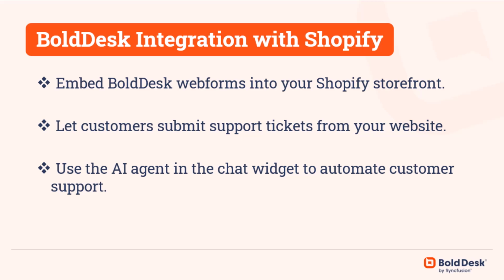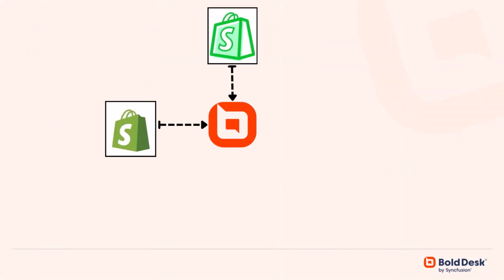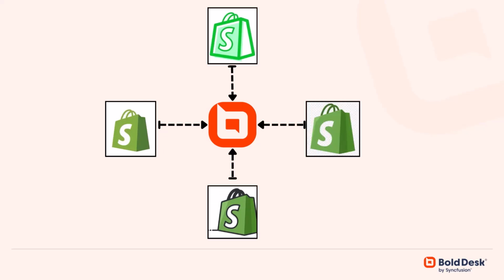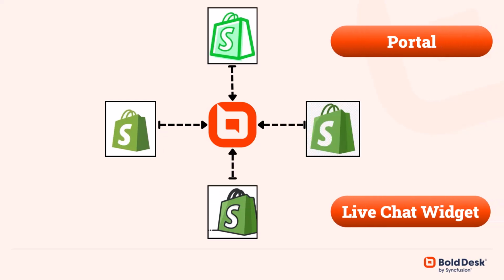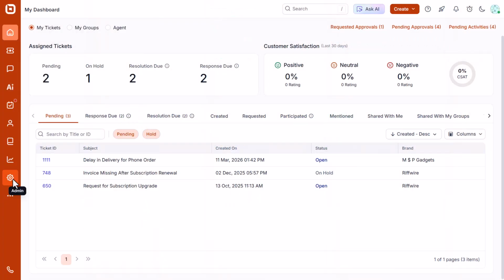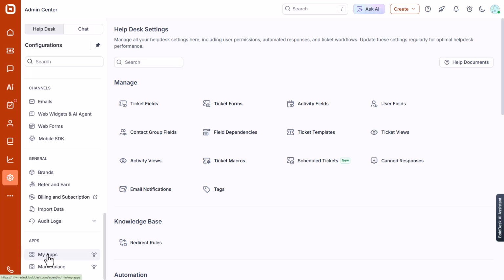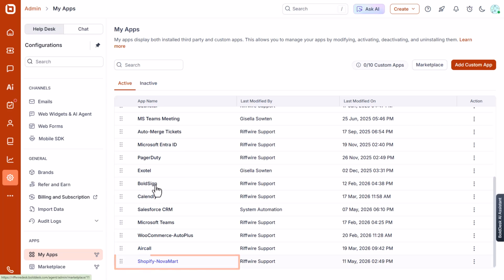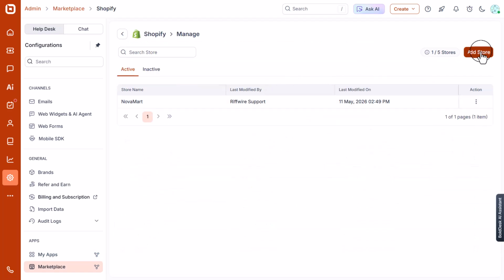If your business runs multiple brands or regions, you can connect multiple Shopify stores under one BoldDesk account. Each store can have its own portal, live chat widget, and workflows, allowing you to maintain brand identity while centralizing support operations. To connect multiple Shopify stores, go to the admin menu, select My Apps, choose Shopify, click Manage, then click Add Store and complete the connection process.